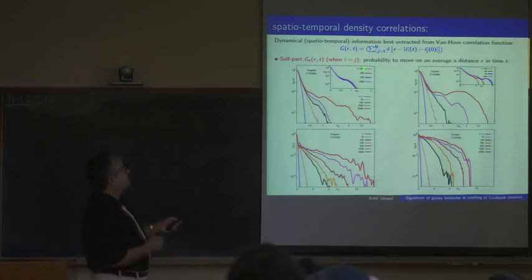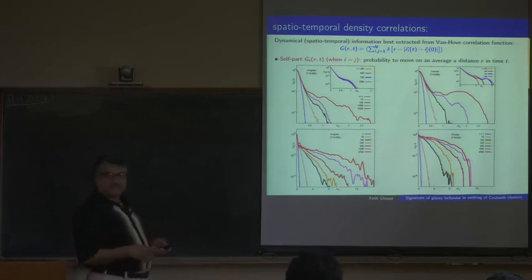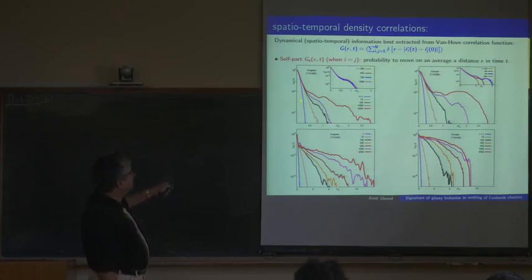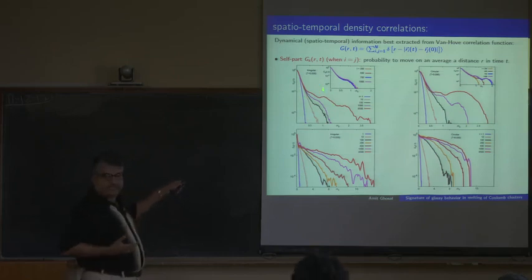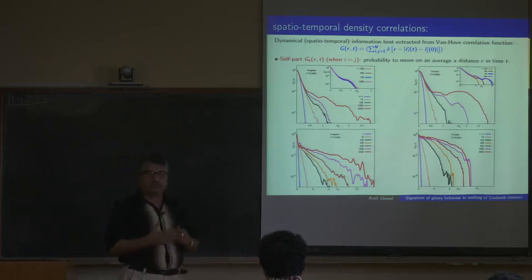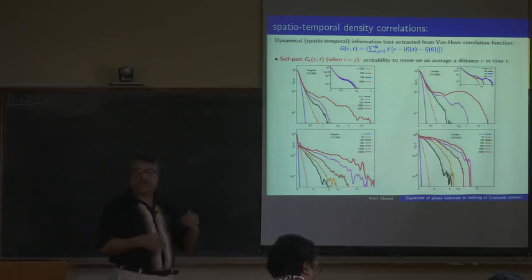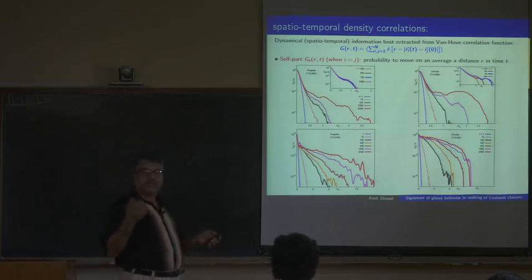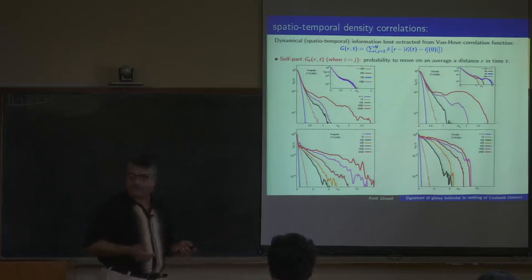So this is the probability of moving an average distance r in time t. This is plotted in semi-log scale, and these are for different times. This purple curve looks very much like a Gaussian distribution, because it's a semi-log plot. Normally you'd expect this to behave like a Gaussian, because in liquid, particles move diffusively. Even in solid, your motion is like phonons, which are quadratic in nature.